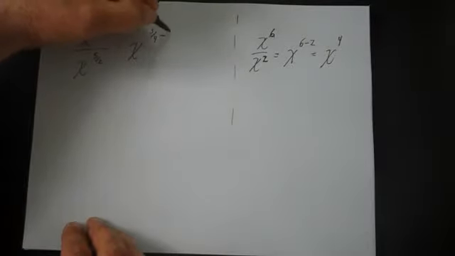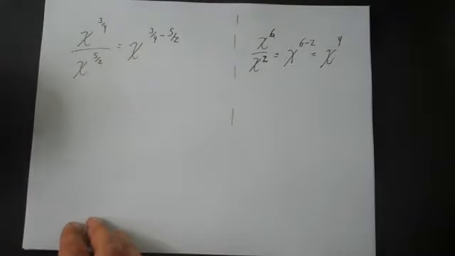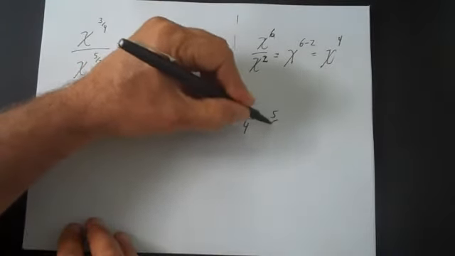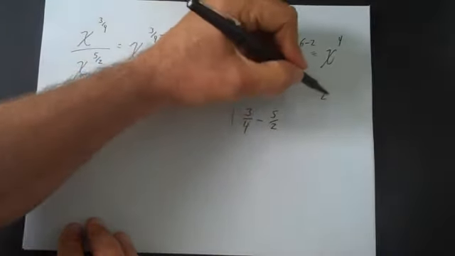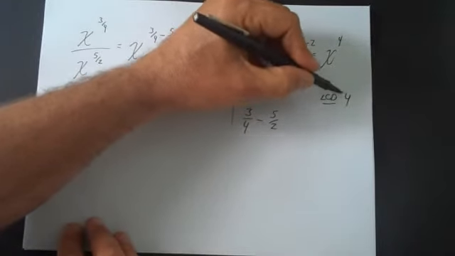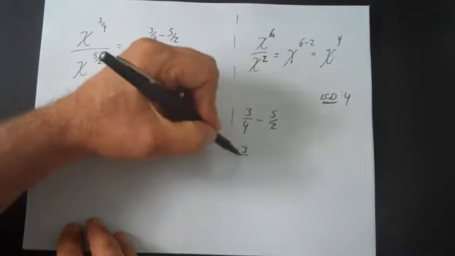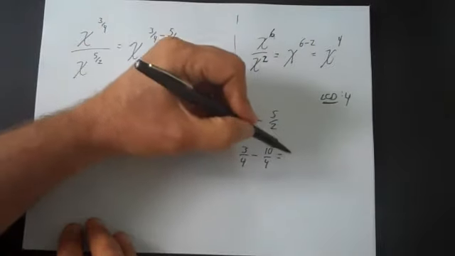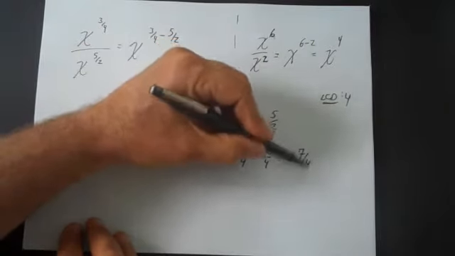So this is going to be x to the 3/4 minus 5/2. And here you're just subtracting fractions. So you go 3/4 minus 5/2. You need an LCD. In this case, your LCD is going to be 4. So that's 3/4 minus 10/4. So that's going to be minus 7/4.